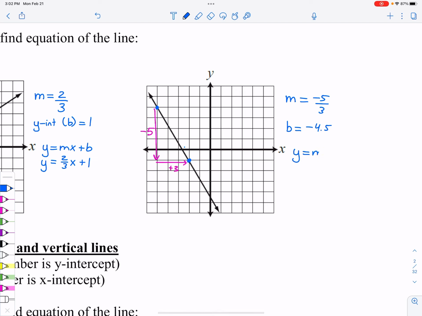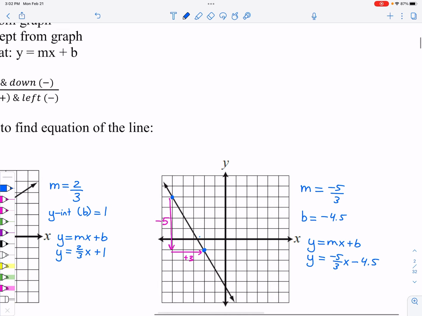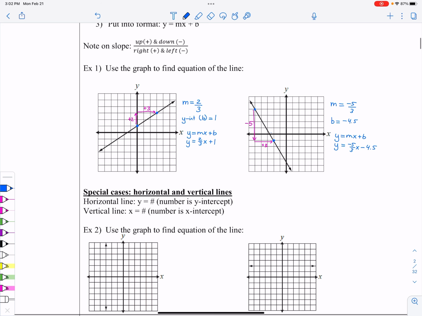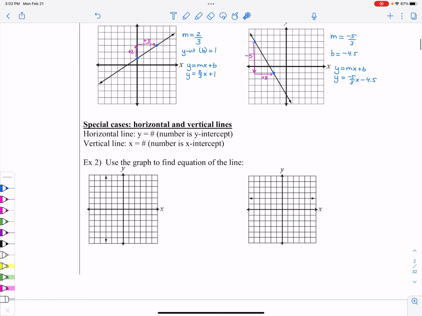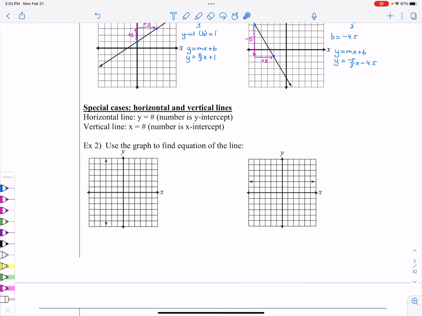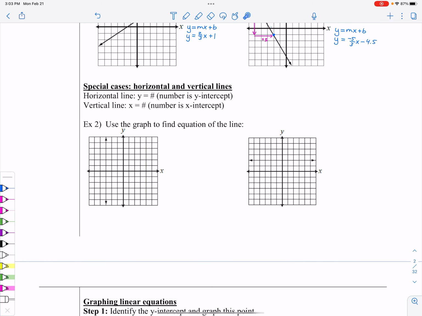Y is equal to mx plus b, and we'll fill in what we know. So our m is negative 5 over 3, and our b is negative 5.5. So that's how we find the equation. Now, horizontal and vertical lines are special cases for finding the equation, the same way they were for finding the slope. For a horizontal line, you are always going to have y is equal to, and then whatever the y-intercept is. For the vertical line, you're always going to have x is equal to, and then whatever the x-intercept is.